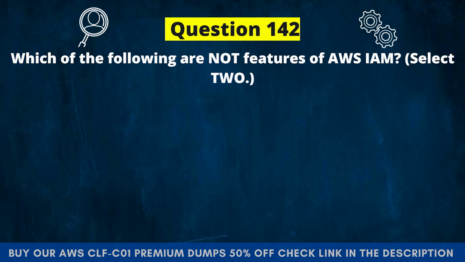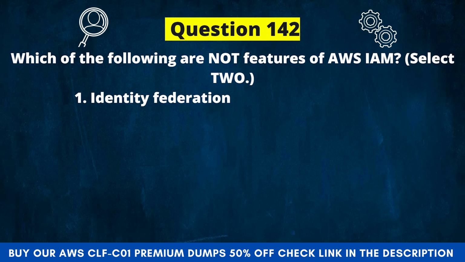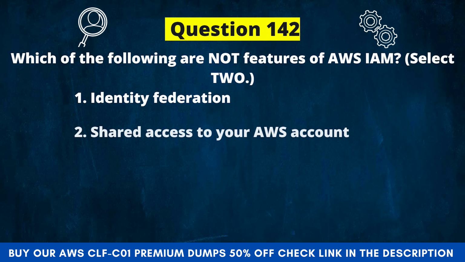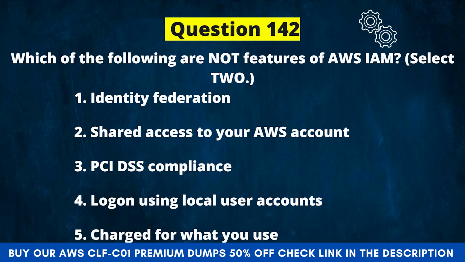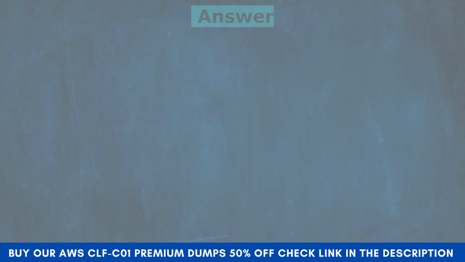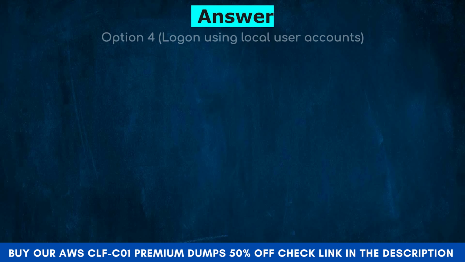Next question. Which of the following are not features of AWS IAM? Select two options. Now the options are: Option 1. Identity Federation. Option 2. Shared access to your AWS account. Option 3. PCI DSS compliance. Option 4. Logon using local user accounts. Option 5. Charged for what you use. And the correct answer is Option 4.